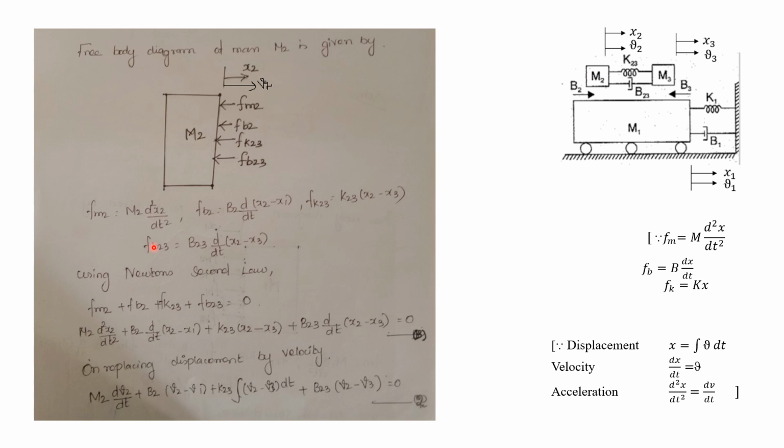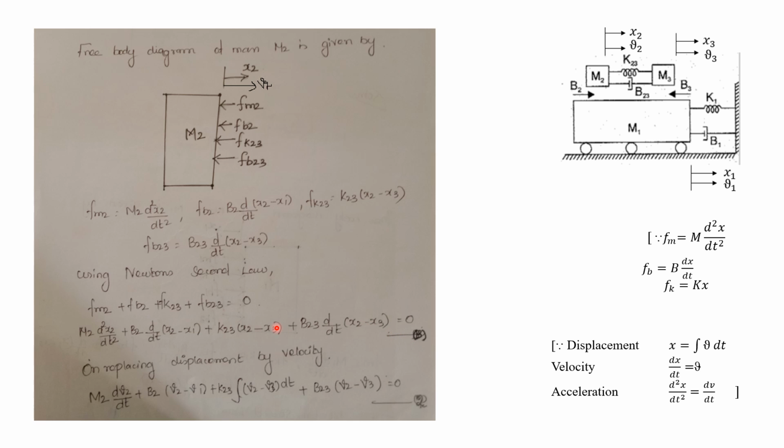Now the last one is Fb23. Fb23 is connected between M2 as well as M3. Okay, so we have to write the difference in displacement in the formula. Now we have to apply Newton's second law in this mass. What about the applied force? There is no applied force. All the forces are opposing forces, so the sum of all the opposing forces will be equal to 0. We have the equation for each and every opposing force. We have to substitute all the opposing forces here and we will get the equation like this. So this is equation B.